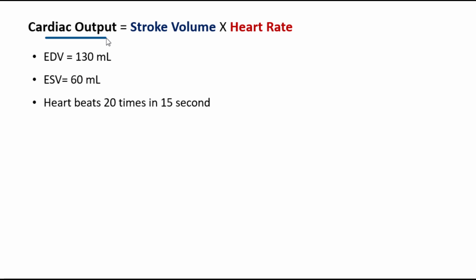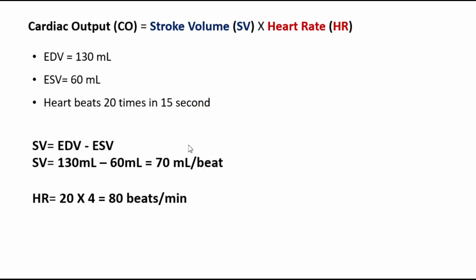What is cardiac output if at the end of relaxation you have 130 milliliter blood inside the ventricle, and at the end of the contraction 60 milliliter blood is left? And as you see, we counted the number of pulses only in 15 seconds. We start with stroke volume equals end diastolic minus end systolic volume. So in this case, stroke volume would be 70 milliliter per beat.